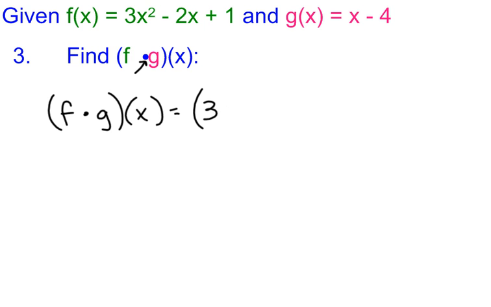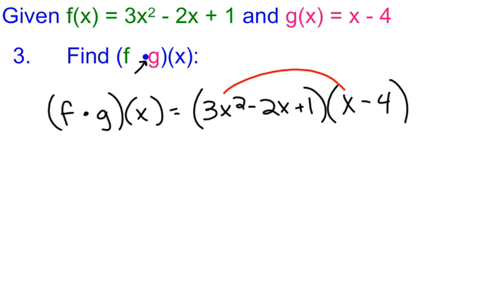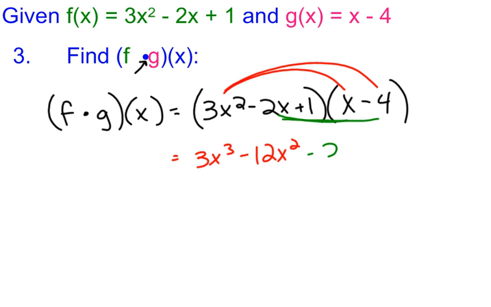I would write down f of x, and then I would multiply that by g of x. Notice for this problem we have a different g of x and f of x. So now as I'm going to multiply this, I would start by distributing the 3x squared to both terms. So I have 3x cubed minus 12x squared. And then I'm going to distribute the negative 2x to both terms. So I have negative 2x squared plus 8x. And then lastly, I'm going to distribute the 1 to both terms. So plus 1x minus 4.